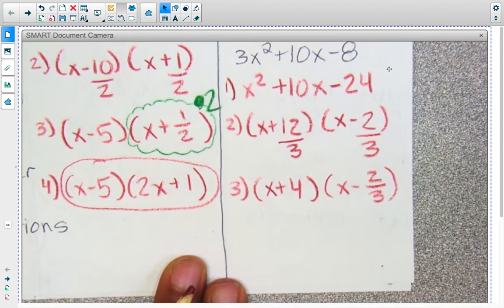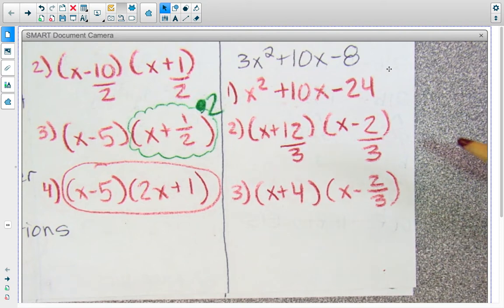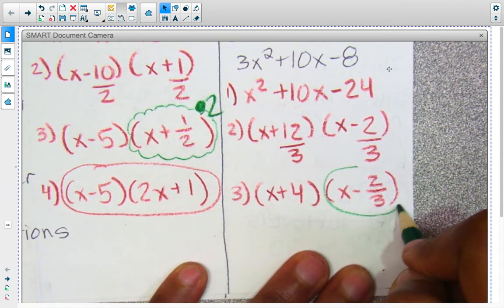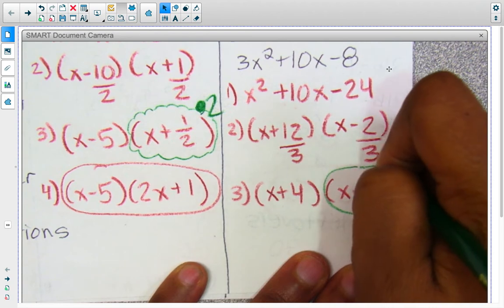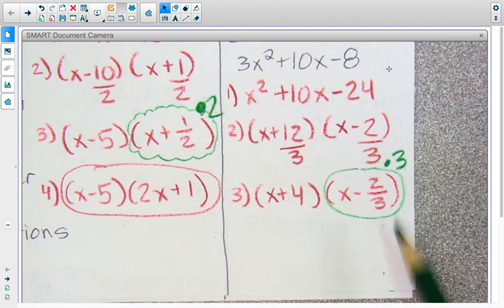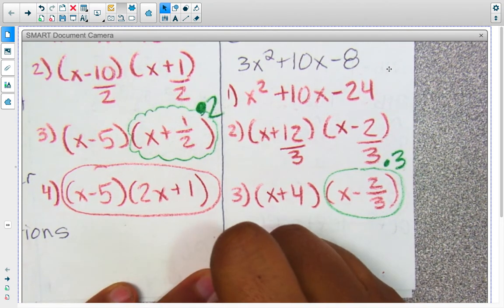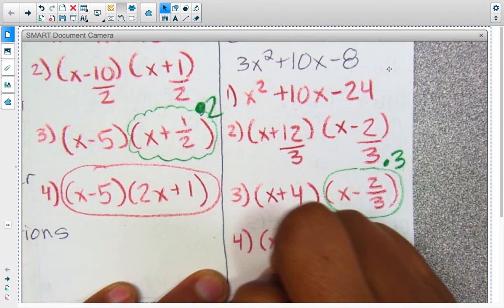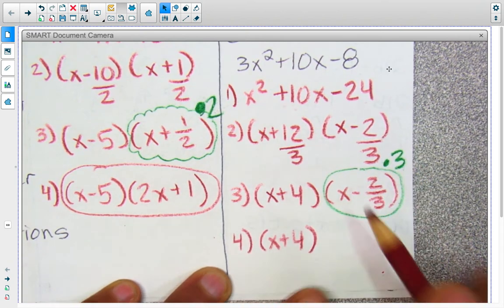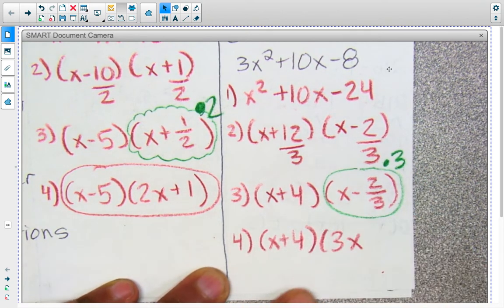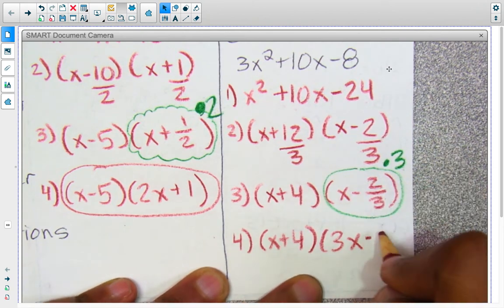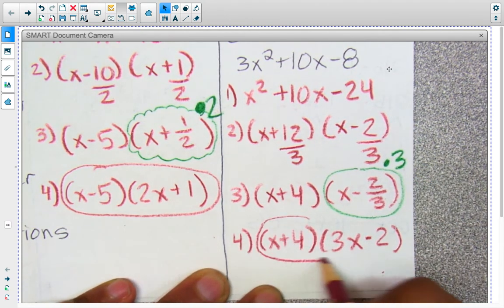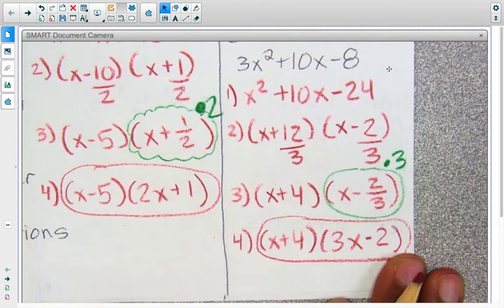We have one last step when we're factoring. Step 4 says get rid of fractions, so we can't have this fraction here. We are going to multiply just the part that has the fraction by 3, because that's the only part that has the fraction. So our final answer is x plus 4. 3 times x is 3x, and 3 times negative 2/3 is negative 2. So this is our final answer.